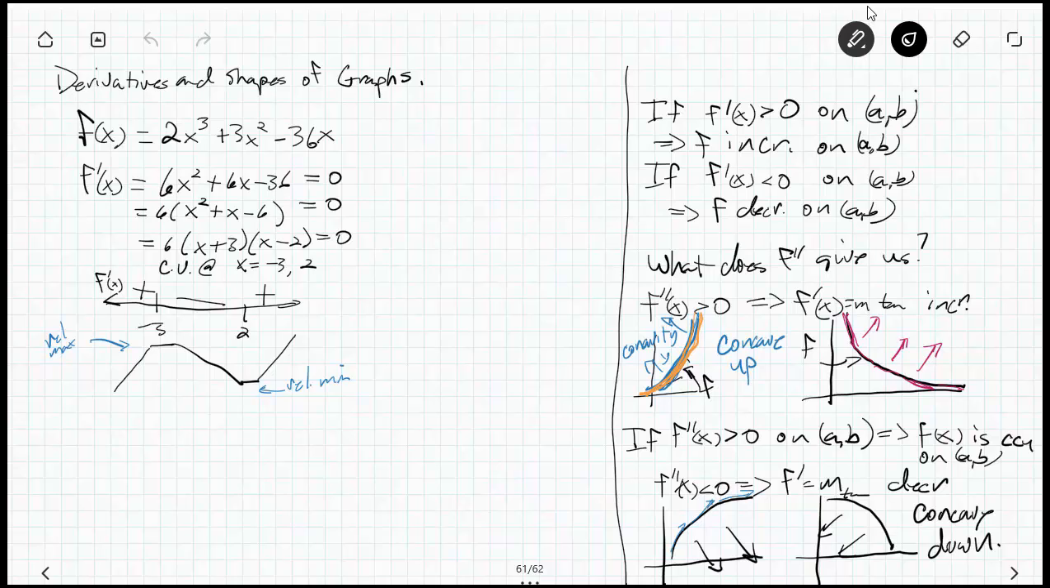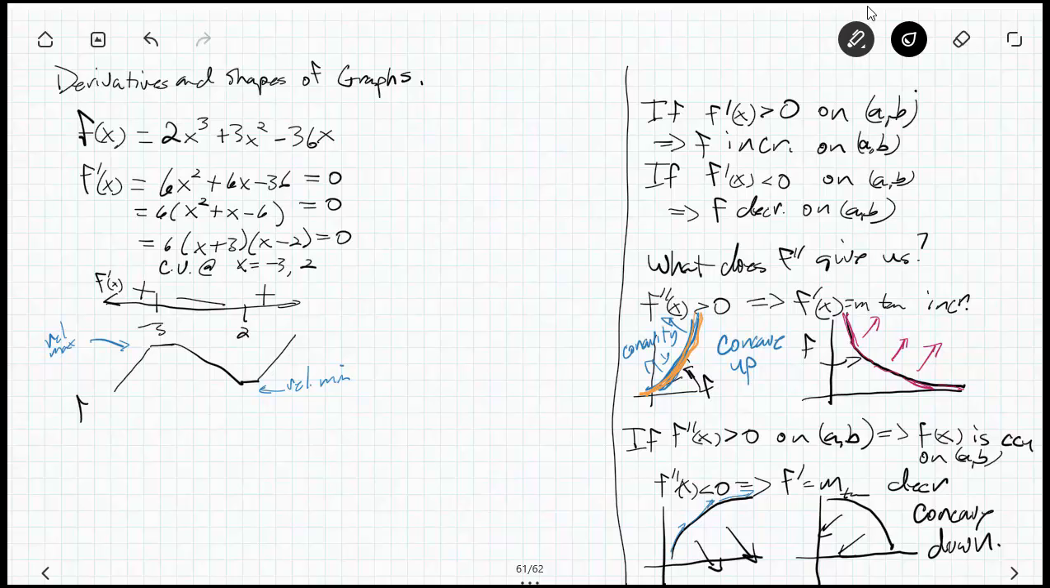Now, let's apply that, because we have already done increasing, decreasing stuff with Ripley-Doodle diagrams, but let's apply our newfound information about second derivatives to this function. Now, if you notice, you can be really, really systematic about this.